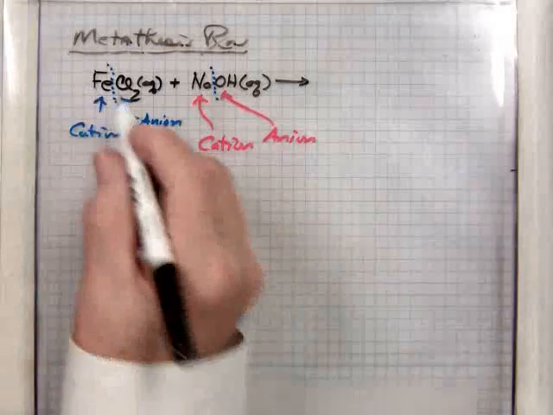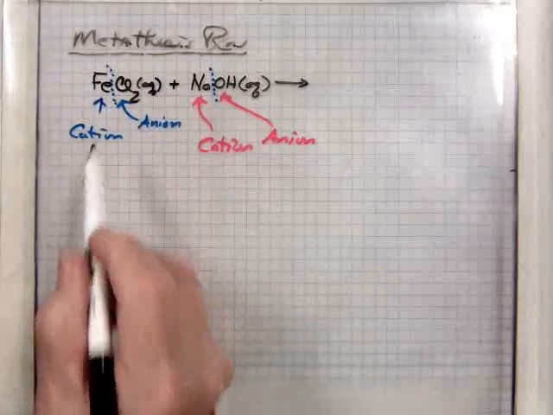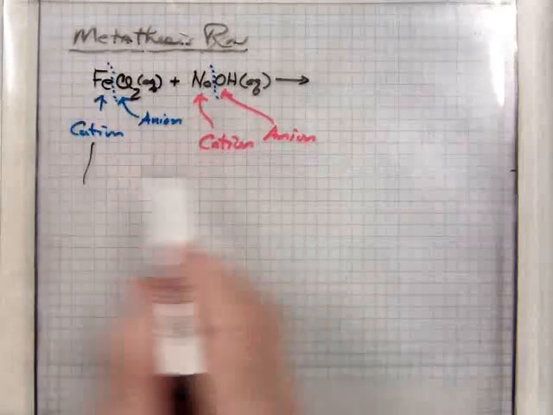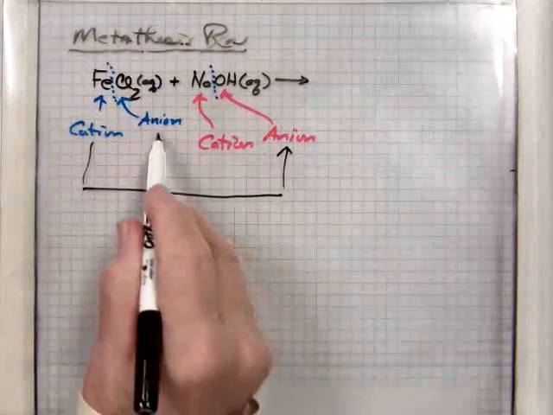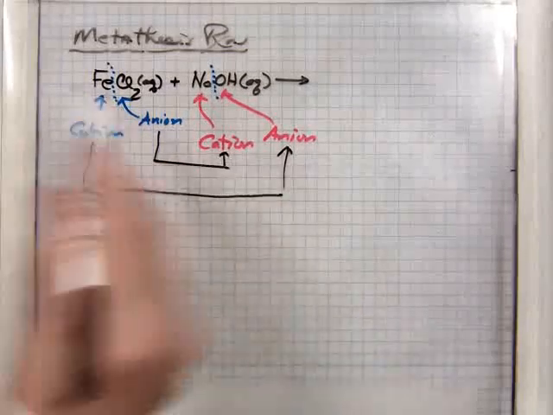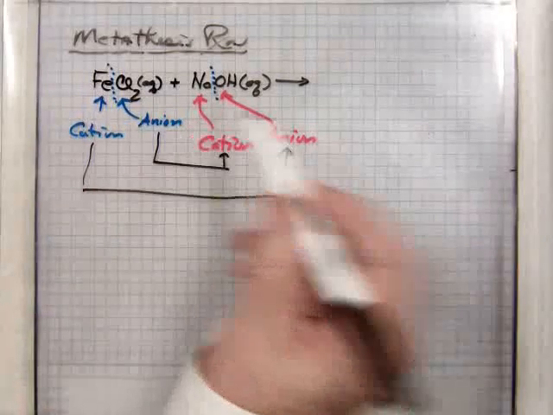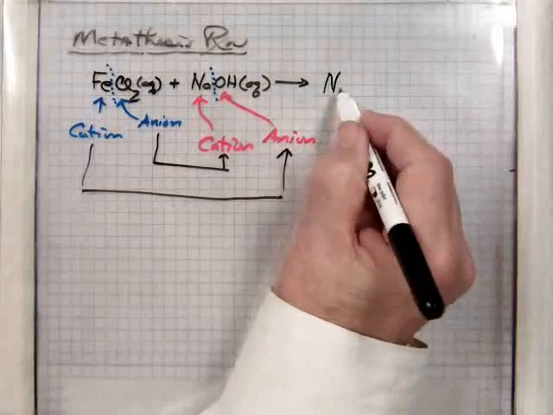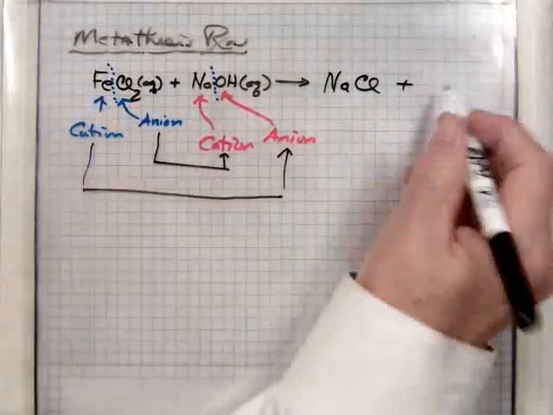Now, in this, what you want to do is connect the cation from compound 1 with the anion of compound 2, and then the anion of compound 1 with the cation of compound 2. And write the formulas with the cation written first, followed by the anion. So we would have sodium chloride followed by iron hydroxide.